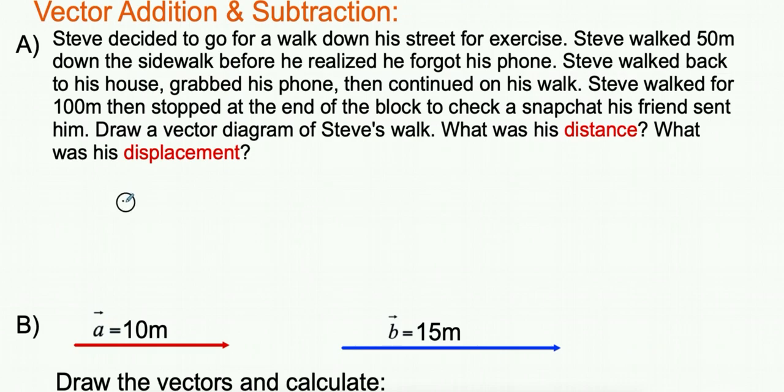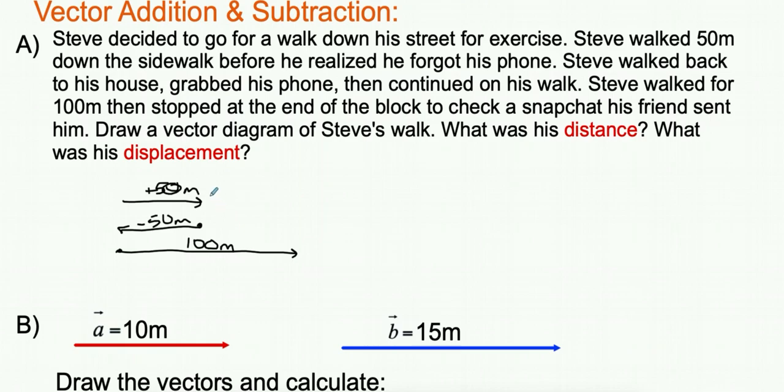So Steve first walks 50 meters. We don't have to really measure this out, just eyeball it. So 50 meters down the sidewalk before we realize we forgot the phone, and then we walk back to the house. So we are here, and then we walk back 50 meters. That would be a negative 50 meters. So positive 50 meters, negative 50 meters, and then we're back at home. We pick up our phone and start walking again. So that is 100 meters.